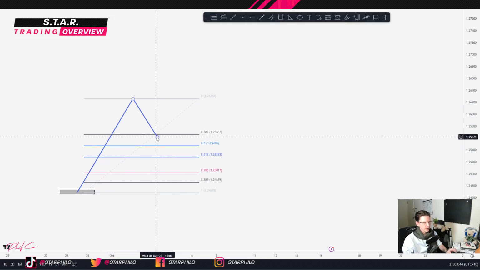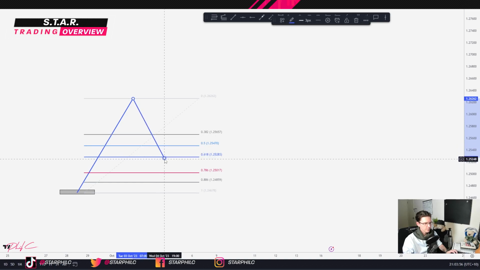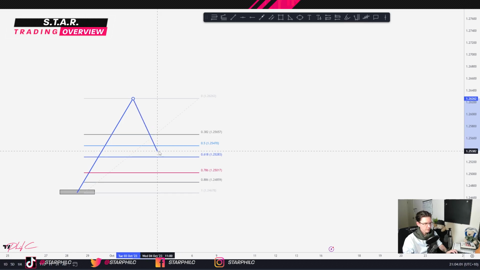What we need for condition 1 of this pattern is price action to pull back into a minimum of a 382. Now it can go all the way down to a 618. We can touch the 618, but price action must close above the 618. I will demonstrate this with the trade from the pound dollar in a moment. So as we come down, we can touch the 618, but we must close above it.